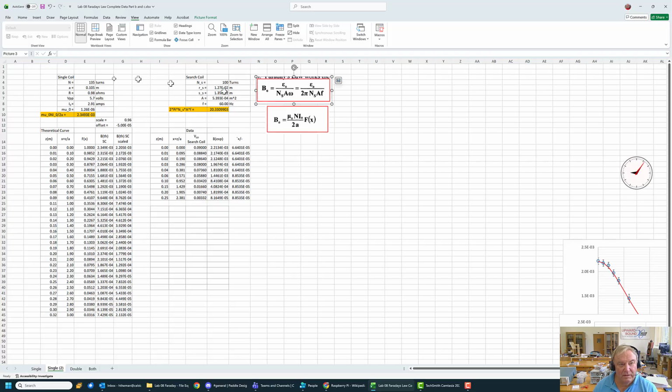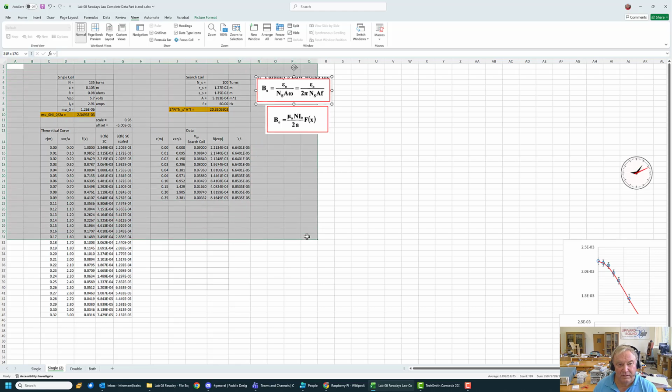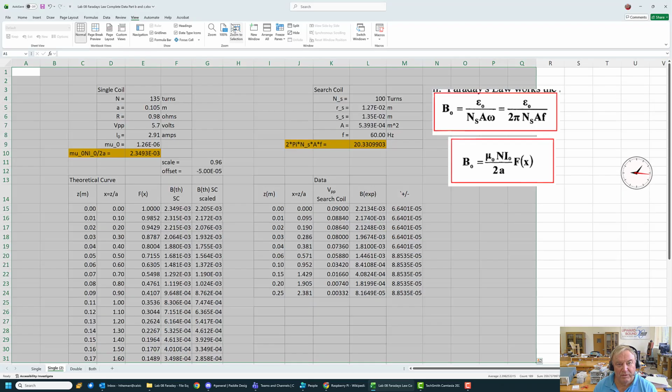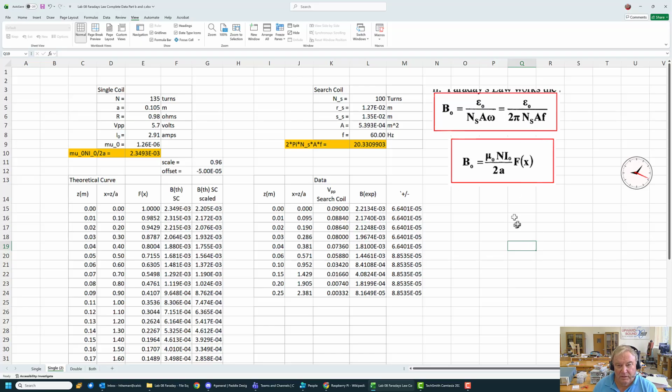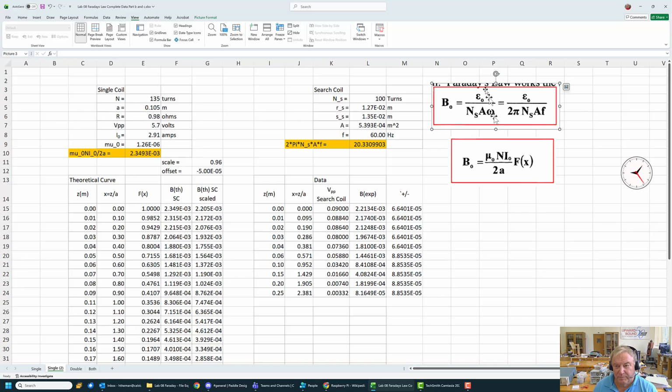Okay, and so I want to zoom back in. View. Oh no, zoom to the selection. There we go. So this is maybe experimental here. So that's the measured V amplitude. Then 2 pi, the number of turns in the search coil, R and S, and then that gets me the area with that formula.